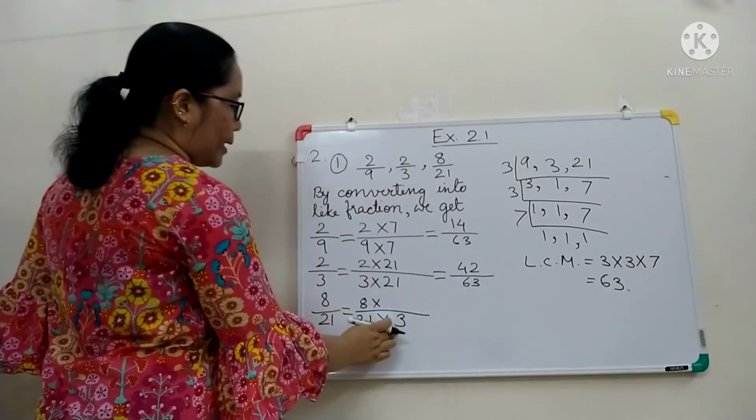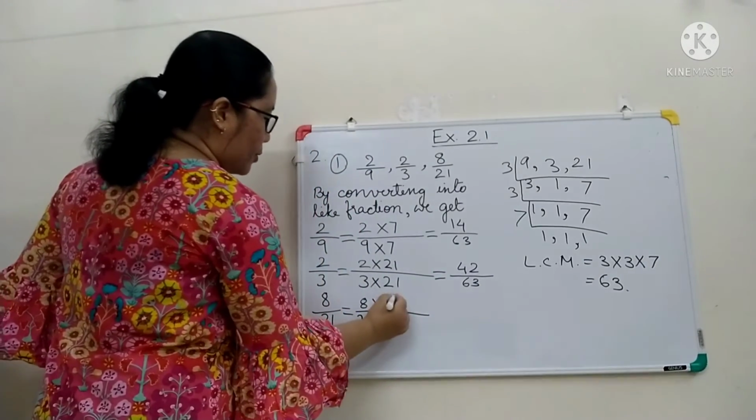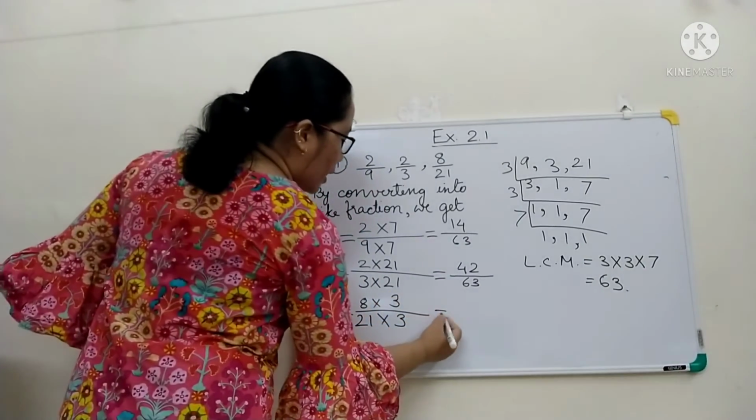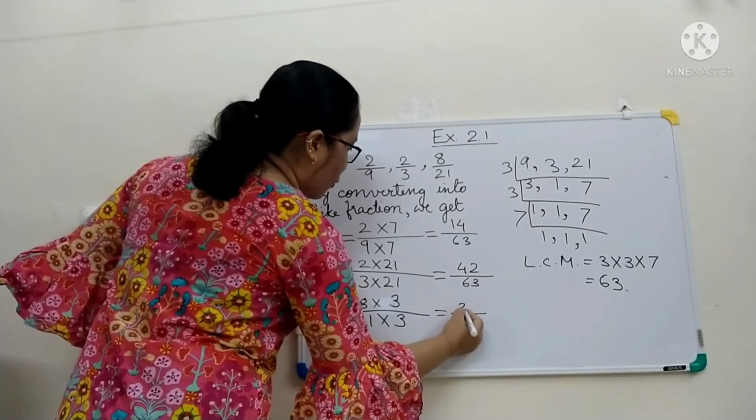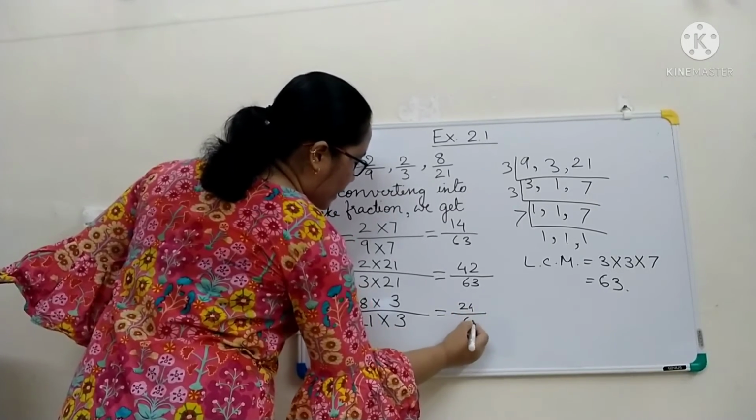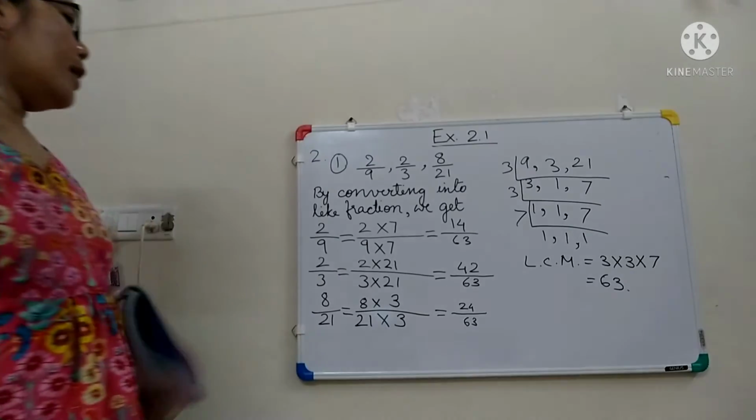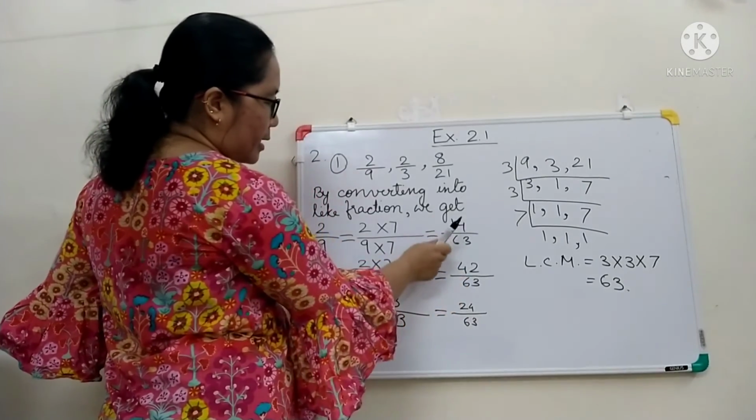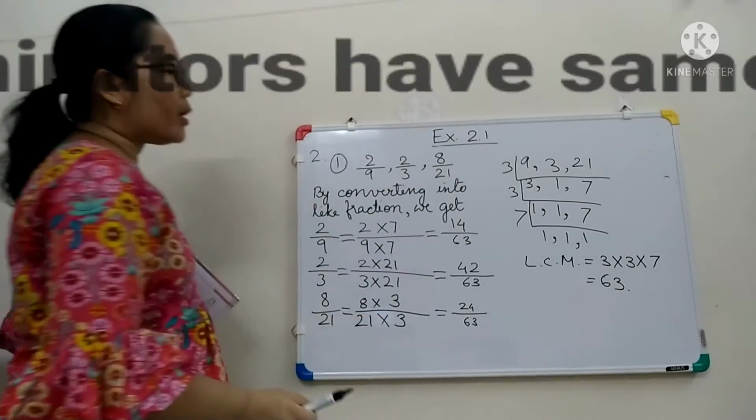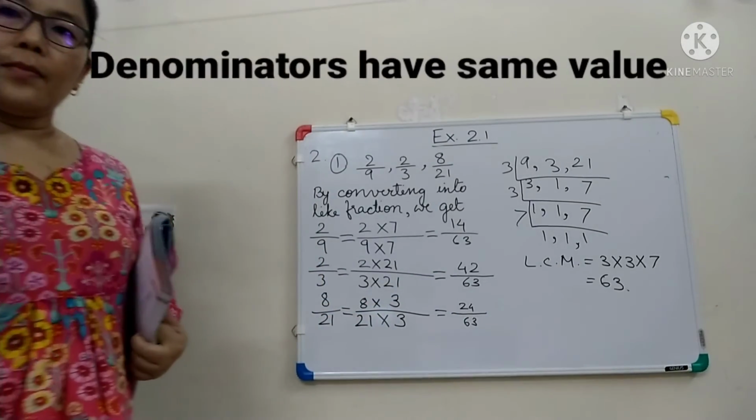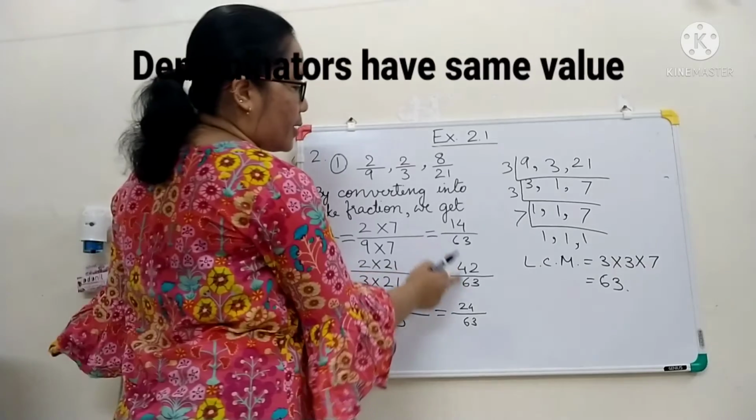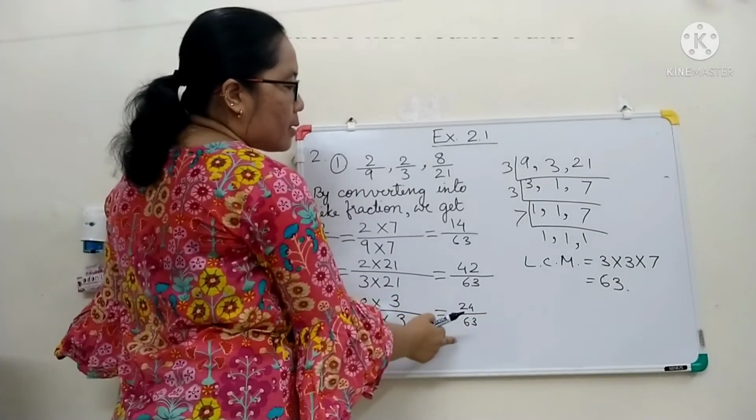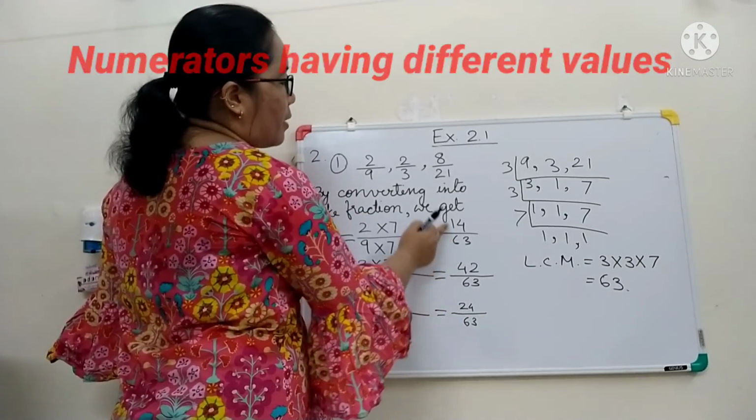Similarly here also, 21 we have to multiply with 3, then we will get the LCM 63. So we will apply the same and multiply 3 at the numerator also, then we will get 24 upon 63. Is it okay? Now what happened? In all these results, we got the same denominator, that is 63, 63, 63, but their numerators are different.